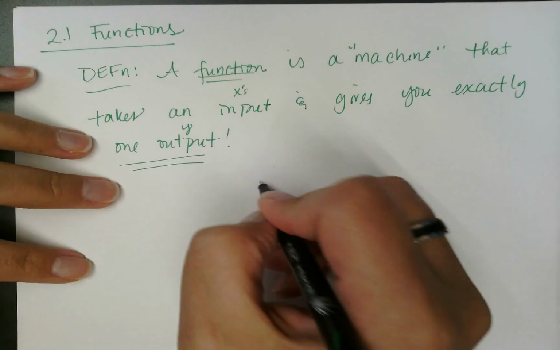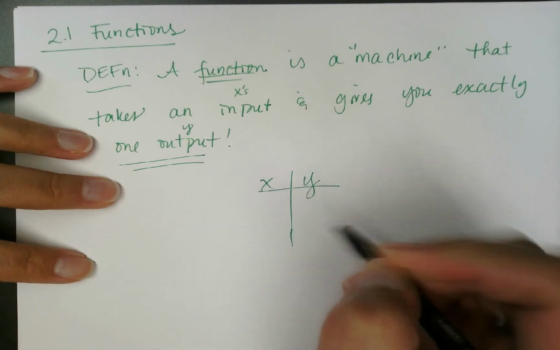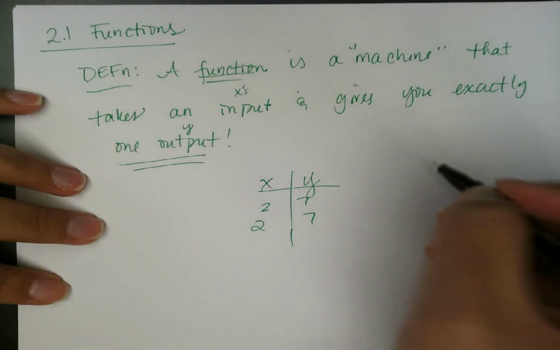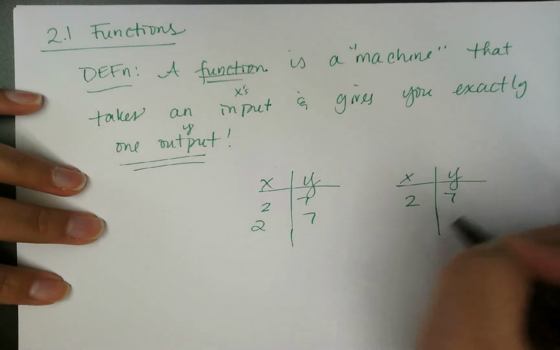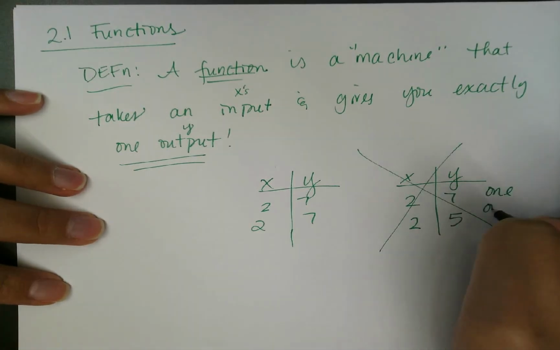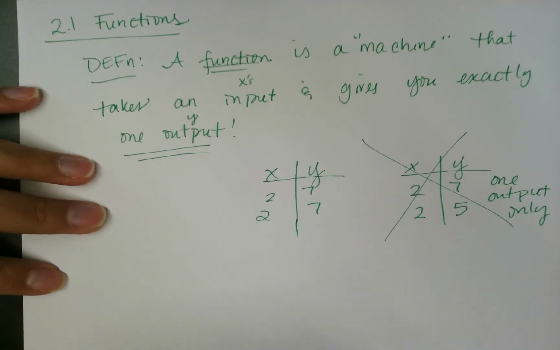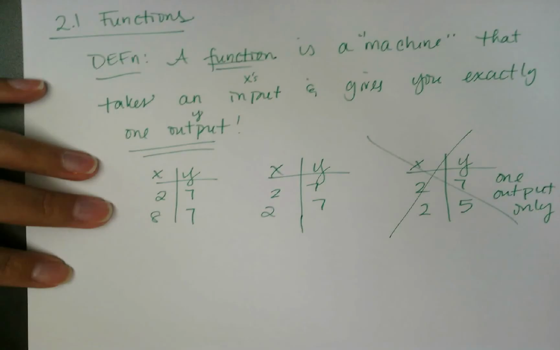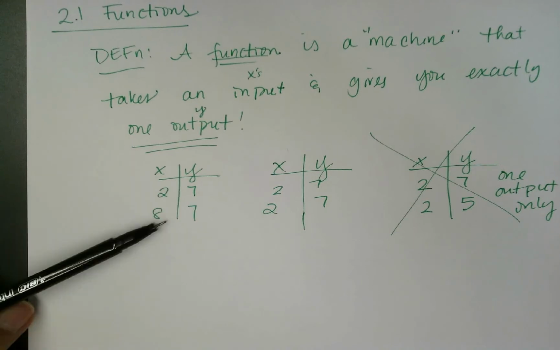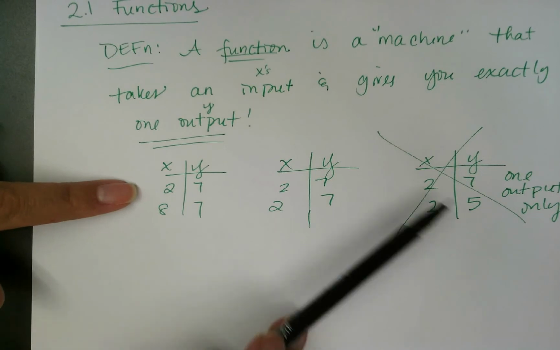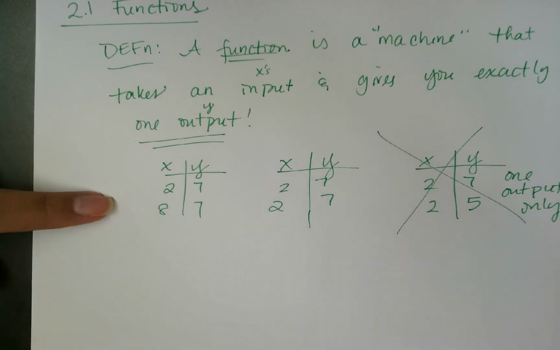The teacher in me wants to skip this stuff, but I can't. If I plug in 2, I get out 7. If I plug in 2, I get out 7 again. It does not matter, okay? That is a function. But if I plug in 2 and get out 7, and I plug in 2 and get out 5, no, this is not a function. One output only. That's bad. This is possible: I plug in 2, I get out 7, I plug in 8, and I get out 7. So two different inputs can give me the same output. That's fine, that's still a function. This is what's bad. These are functions.